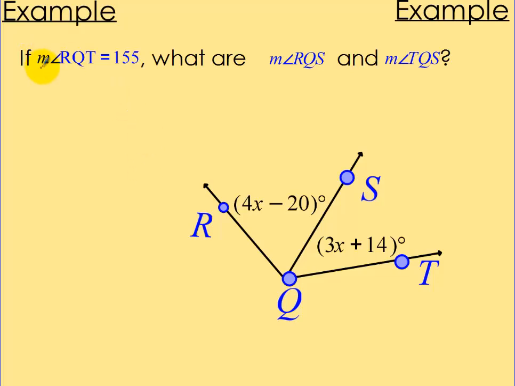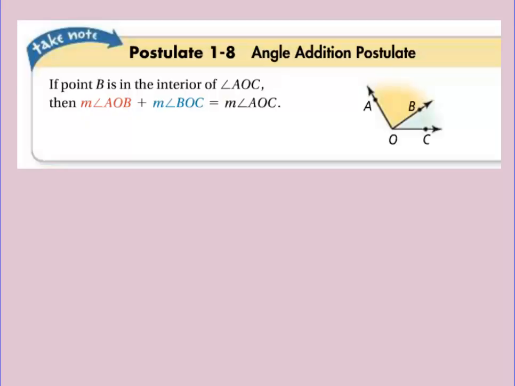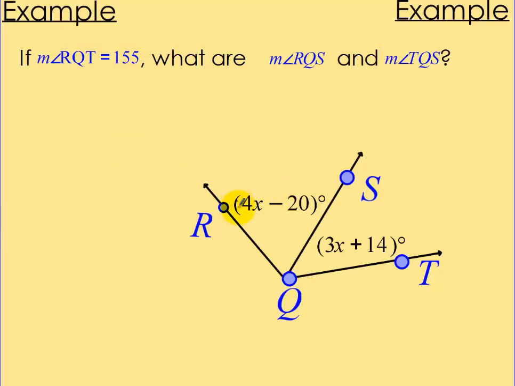Alright, let's begin. If the measure of angle RQT equals 155, what are the measure of angle RQS and measure of angle TQS? This goes back to the angle addition postulate here. The whole angle is RQT. So we can make an equation. 155 equals the 2 chunks. So we're going to set an equation, solve for x, and we'll be able to fill in our numbers. So 155 equals 4x minus 20 plus 3x plus 14.